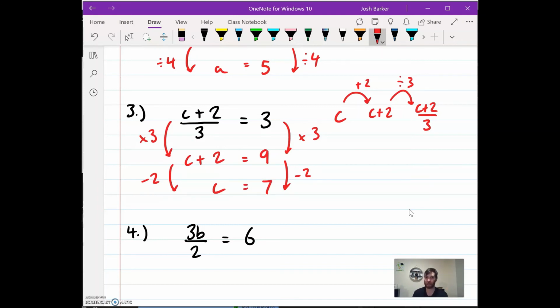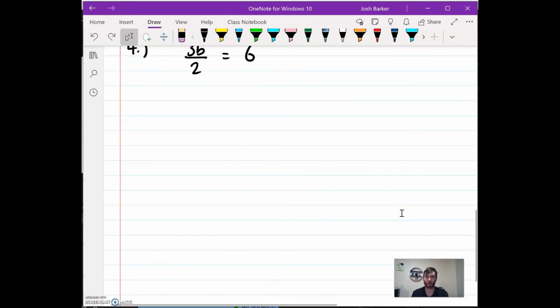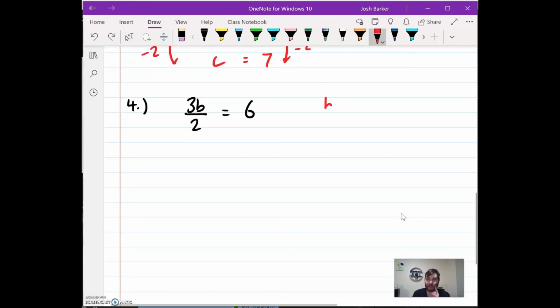The same deal again, you can put this number back in the equation to make sure it works. 7 plus 2 is 9, and 9 divided by 3 is equal to 3. So it looks like we're on to a winner. And last example, so for this one, we've started with b. It was multiplied by 3 to give me 3b. It was then divided by 2 to give me 3b over 2.